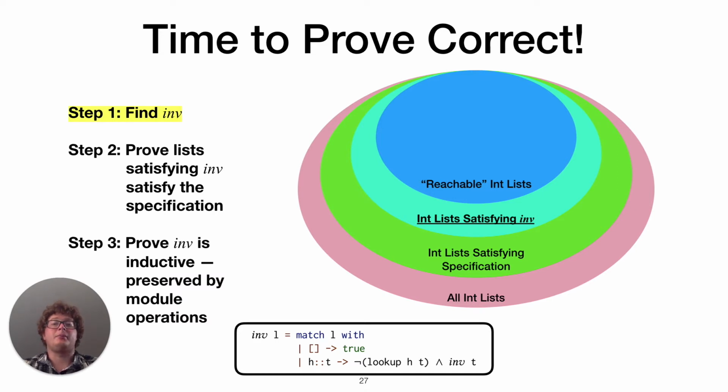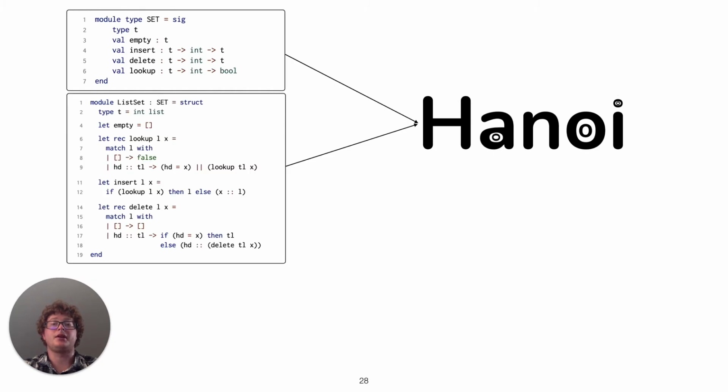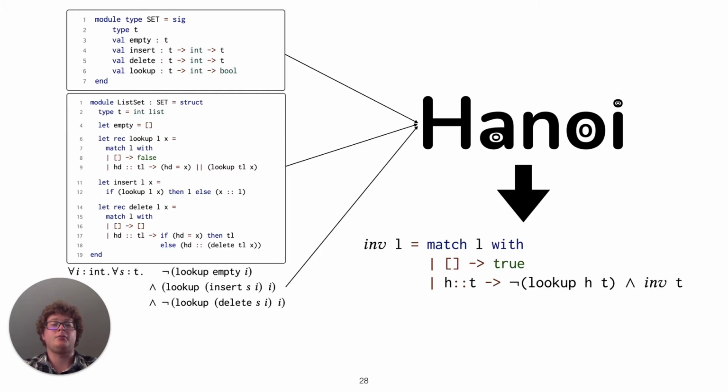But this first step, finding inv, is actually quite hard. We have to find the correct invariant that is both sufficiently strong that we can prove that we satisfy the spec, and also inductive over module operations. Classically, this has been done manually. We introduce Hanoi, which takes as input a module interface implementation and specification, and outputs a representation invariant.